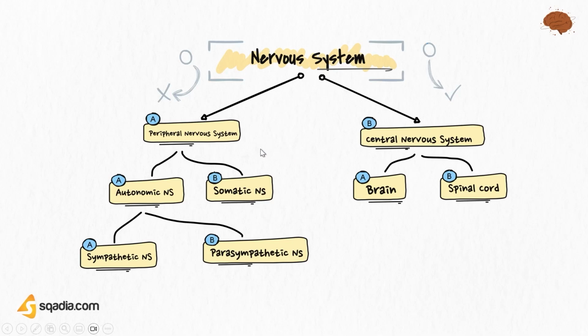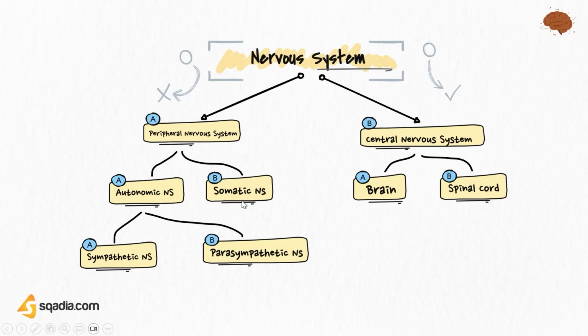Next we have the peripheral nervous system, which consists of all the nerves and ganglia, also called clusters of nerve cell bodies, that lie outside of the central nervous system. Now, it is further divided into two types: autonomic nervous system and somatic nervous system.